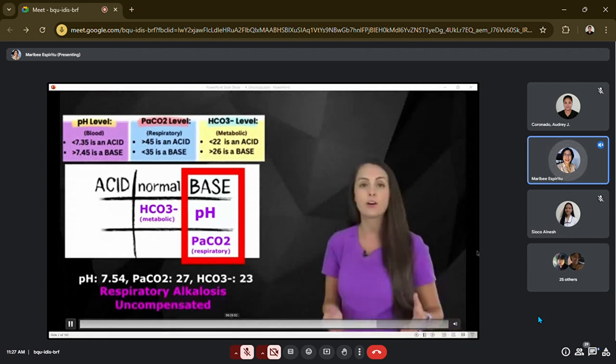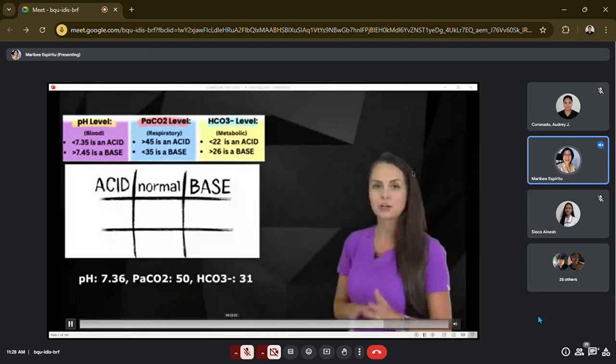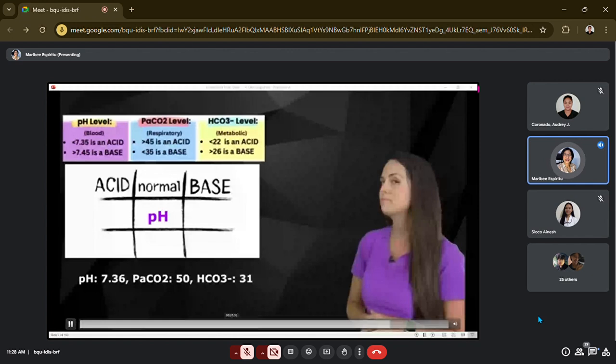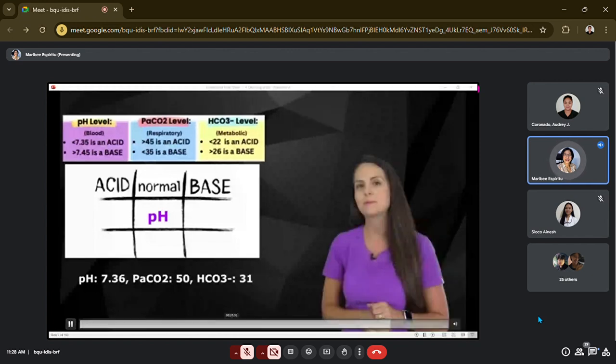This problem says our patient has a pH of 7.36, a PaCO2 of 50, and an HCO3 of 31. So first thing we're going to do is set up that tic-tac-toe grid, label it acid, normal, base. Then we want to interpret that pH. So let's analyze it. Our pH is 7.36. Okay, that is normal, falls in the normal range. So we're going to put pH under normal. Right now we're already thinking, I think we got full compensation, but let's further analyze everything else.